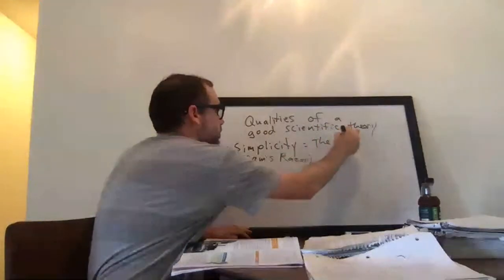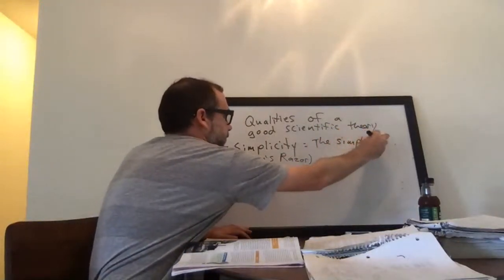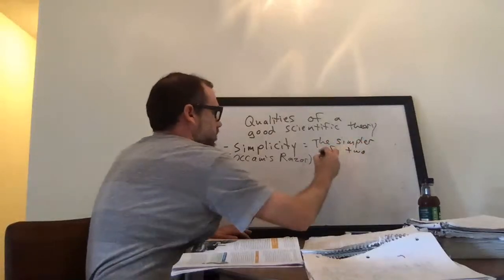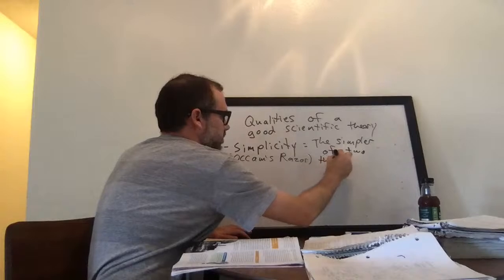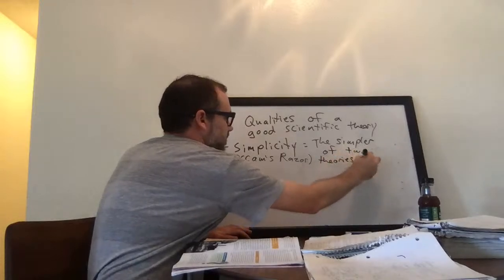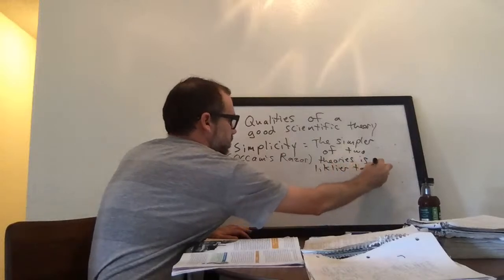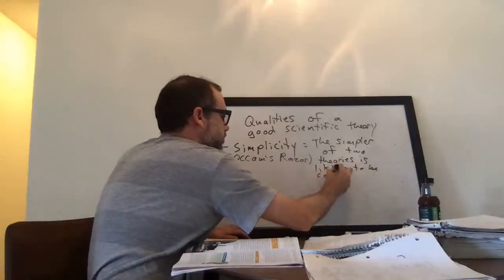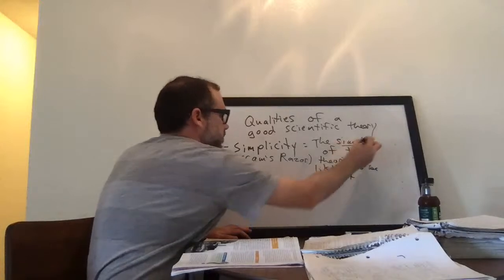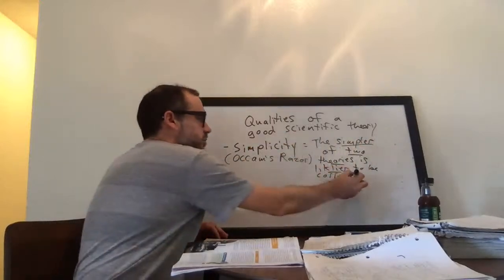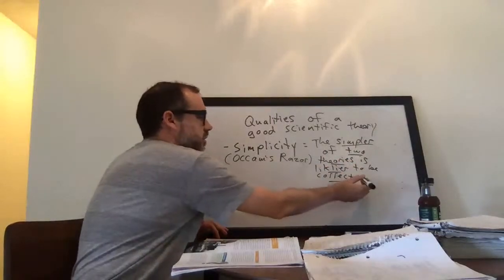The simpler of two theories or explanations is likelier to be correct, likelier to be true. Simpler of two theories, likelier to be correct. That is the principle of simplicity, otherwise known as Occam's razor.